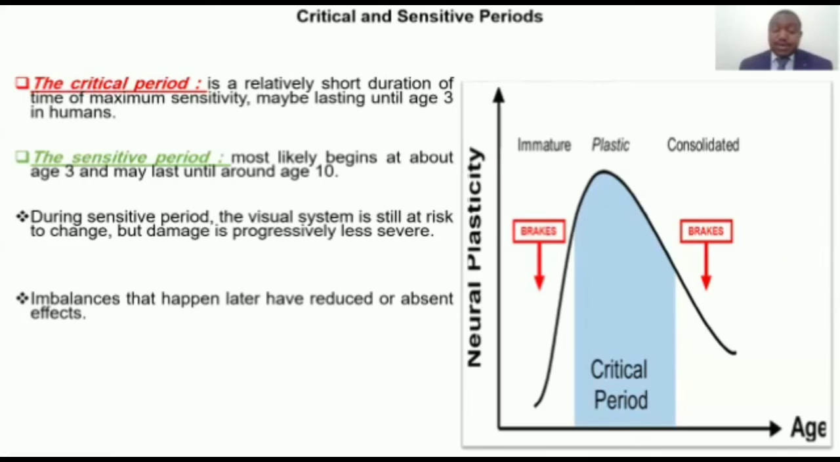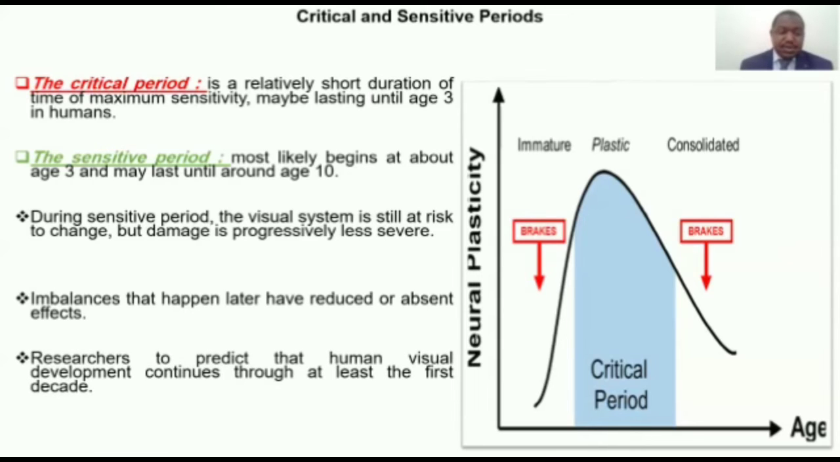Insults that happen later than the critical and sensitive periods have an absent or reduced effect in the formation of amblyopia. Research also predicts that human visual development continues throughout at least the first decade. For that reason, some researchers say the critical and sensitive periods are the period of visual development of the eye.